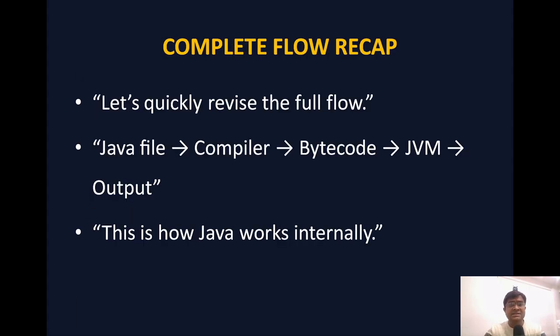Now let's recap the things we have learned here. So you have a Java file. You compile that Java file by using the command javac. The Java compiler is going to compile that Java file, and then it is converted into bytecode. This bytecode is given to JVM, and then JVM produces the output. This is how Java works internally.